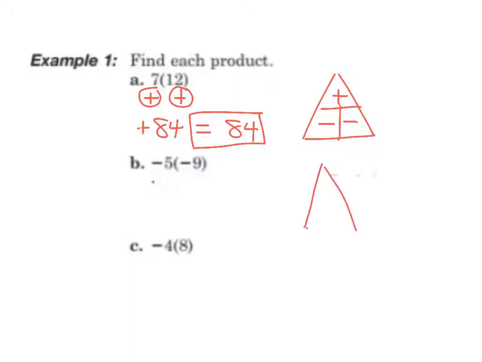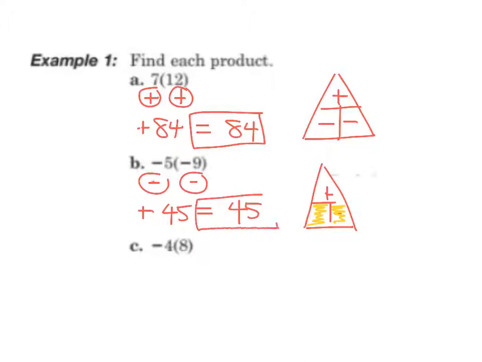So, for my triangle again. Here I have a negative integer and a negative integer. So in my triangle, I'm going to cover up the two things that I have. I have two negatives, so my answer will be a positive. And 5 times 9 is 45. But again, because it's positive, I don't need to write that in my final answer. So my final answer is just 45.